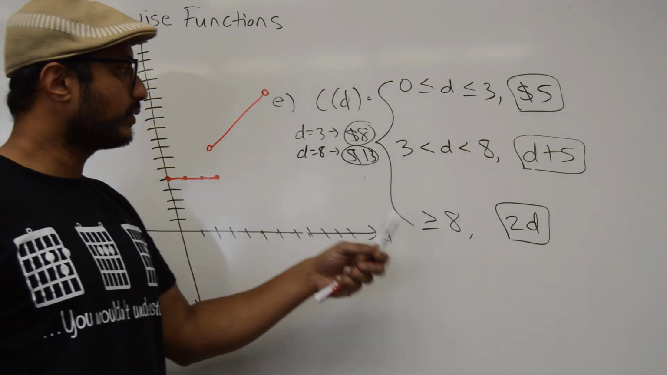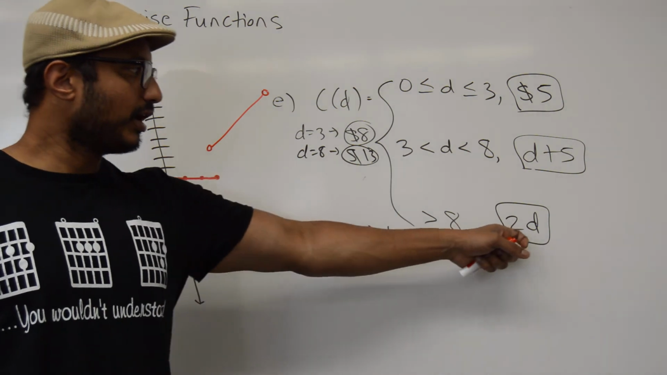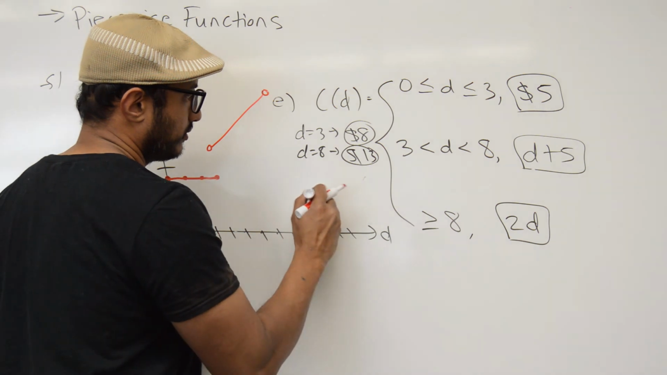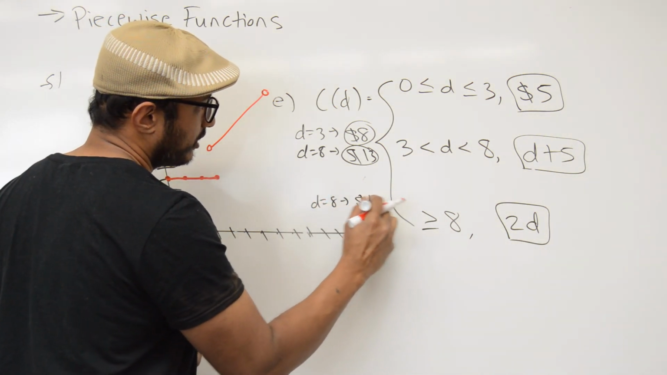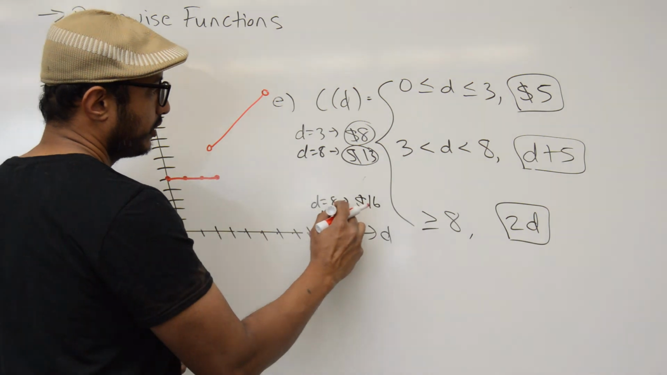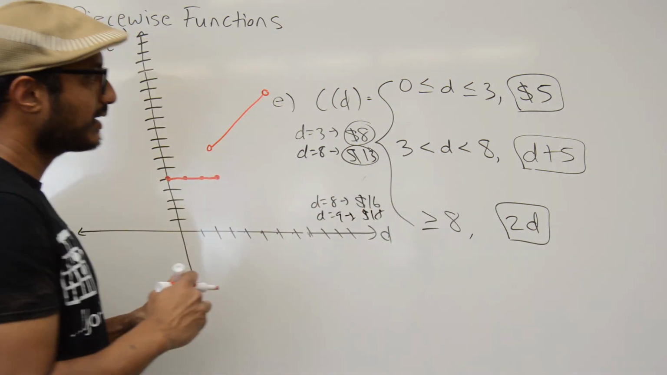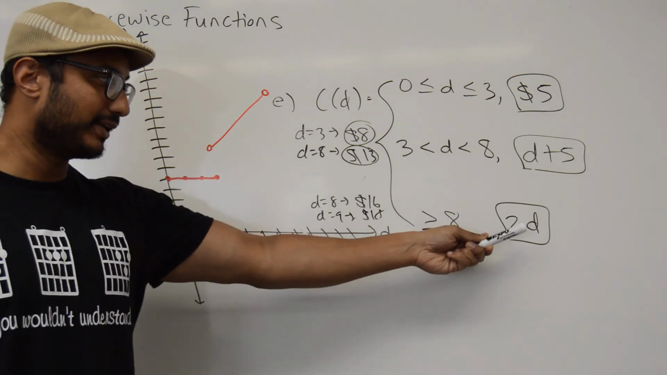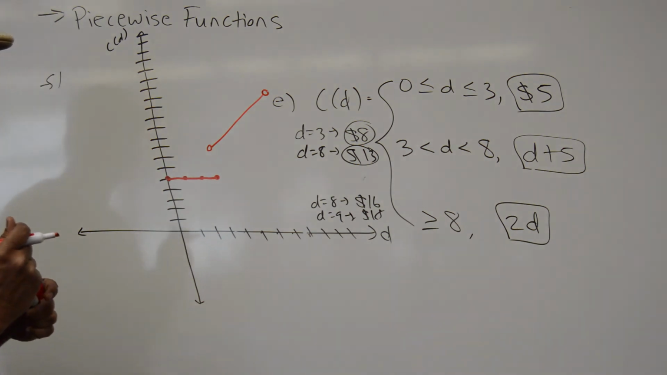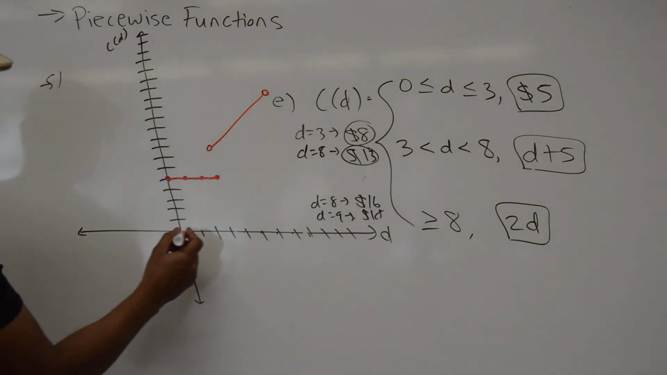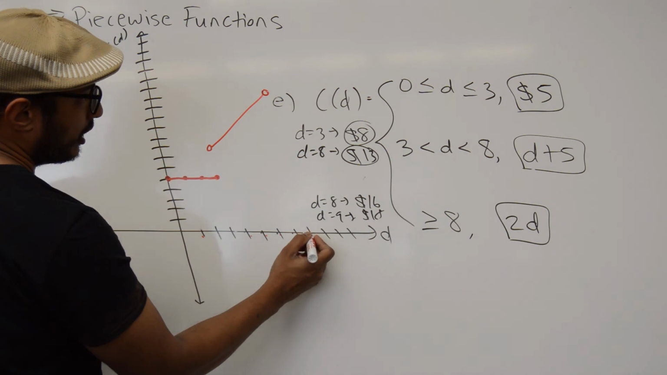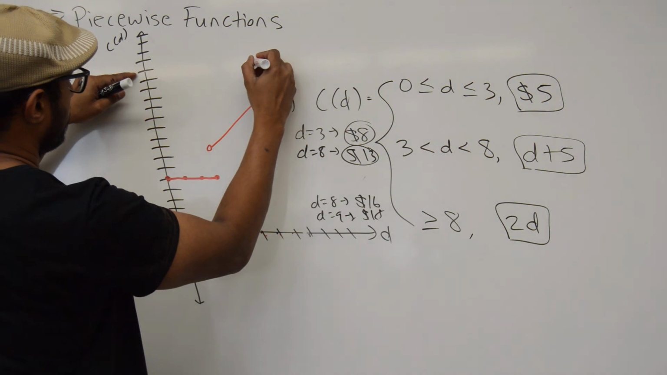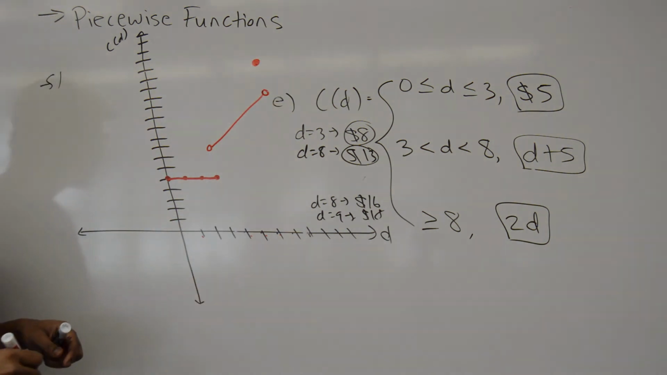Now, what if it's greater than or equal to 8? Then your cost is given by 2 times D. So if D equals 8, then your cost is going to be $16. If D equals 9, your cost is going to be $18. Now this time, because 8 is included, because it's 8 gigabytes or more, you use 2D. Because 8 is included, we're going to use a closed circle. So at D equals 8, so this is 1, 2, 3, 4, 5, 6, 7, 8. Your cost is $16. So this is 13, 14, 15, 16. That's going to be up there. And this time I put a closed circle on that.